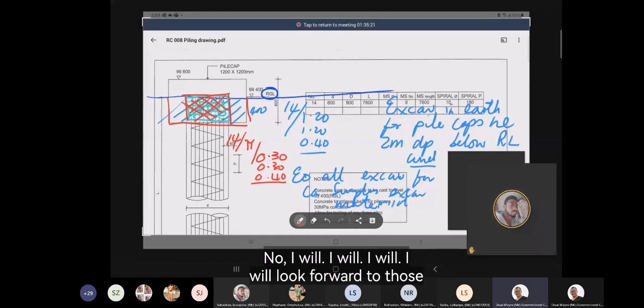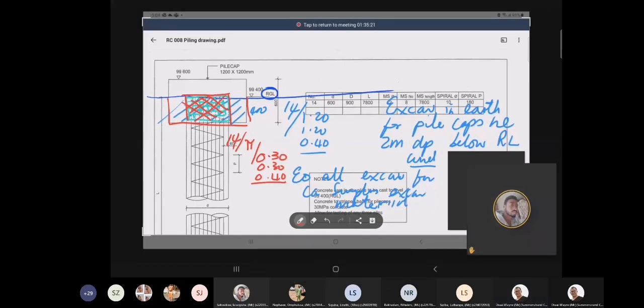No, I will afford you those marks. I would grant you those marks. Oh, okay, thank you. Anyone else want to ask something?